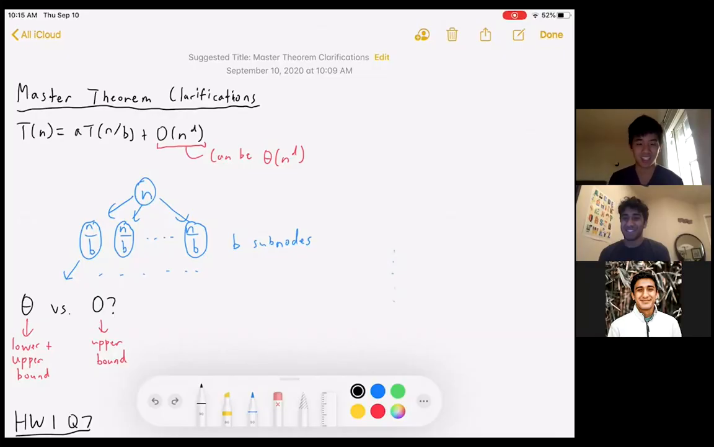Morning, Adnan. I wanted some clarification on master theorem. Oftentimes we write down this recurrence, which is like T of n, and then maybe there's some T of n's on the right side and some O of n's or theta of n's. Could you just clarify what each of these terms mean again?